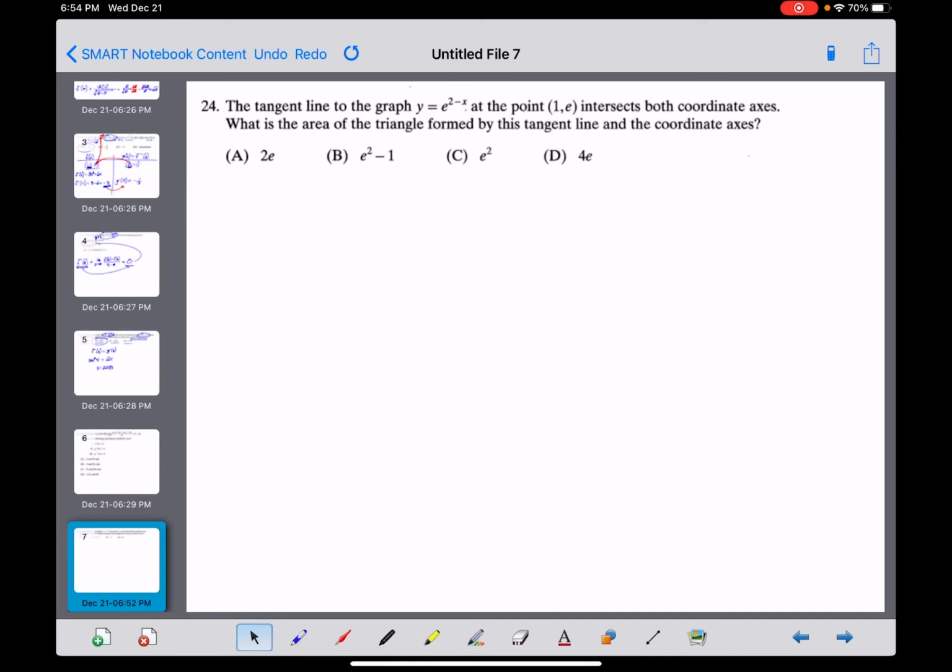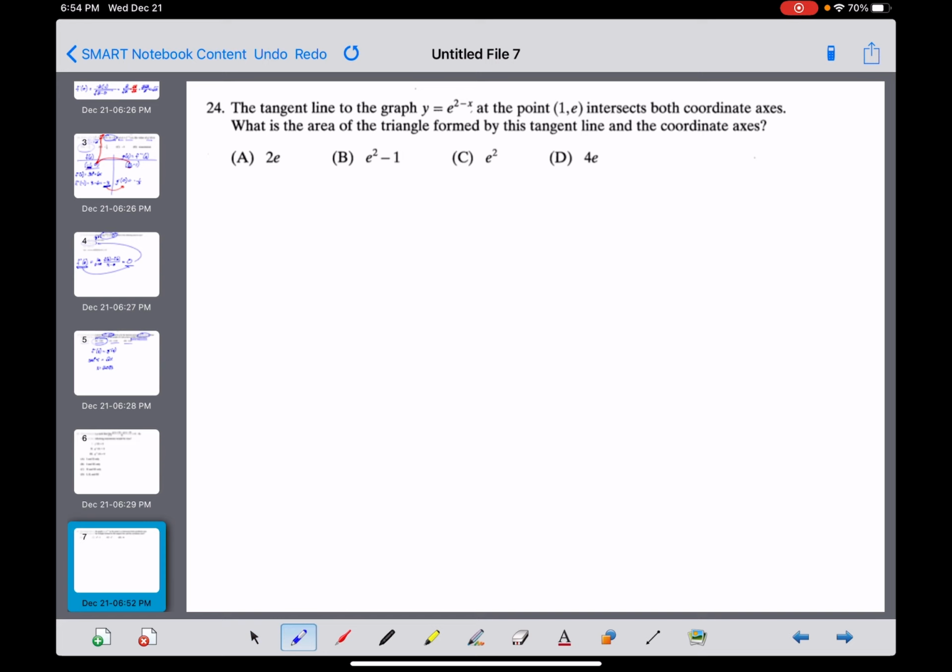Number 24 in sample exam 2 is kind of one of these weird geometric setup problems right here. They've got a line tangent to this graph, y is equal to e to the 2 minus x, which is a function we're probably not super familiar with, but the good news is, I don't think we actually have to know what that function looks like. They tell you a point that it passes through, and that's your point of tangency. That's one of the things we're going to need.